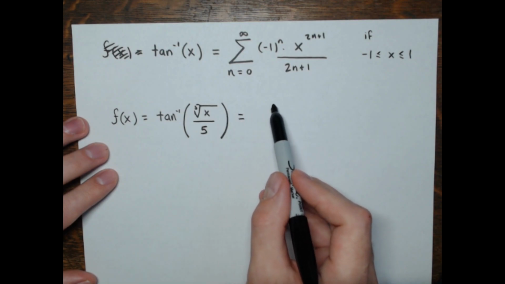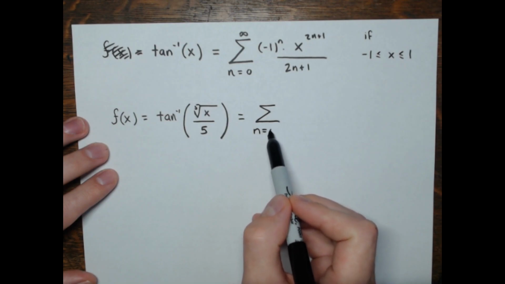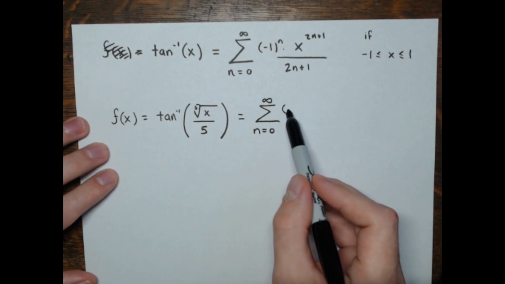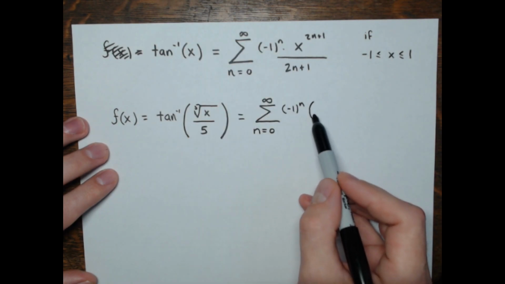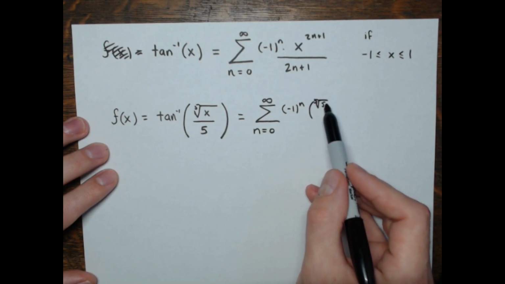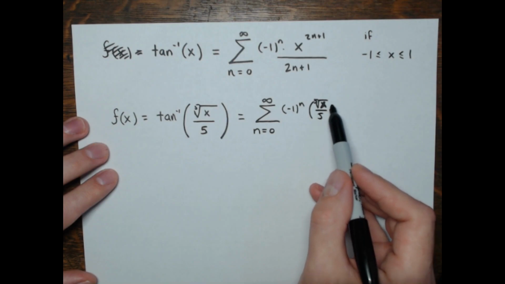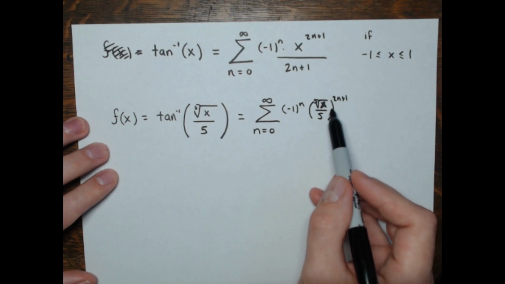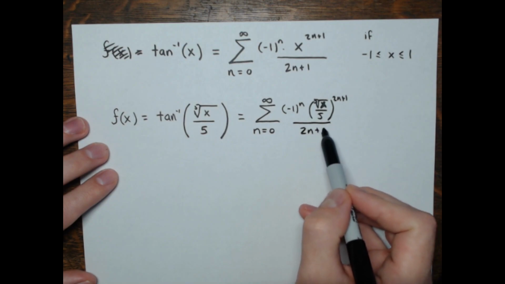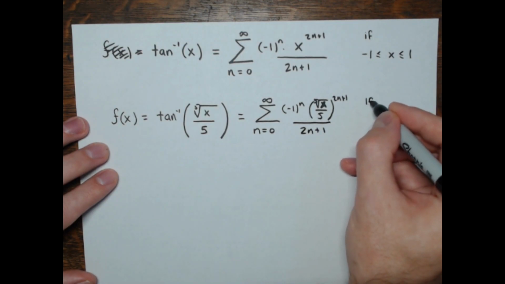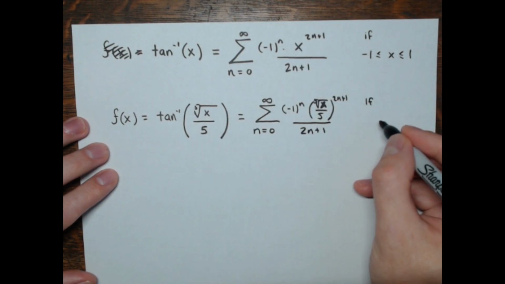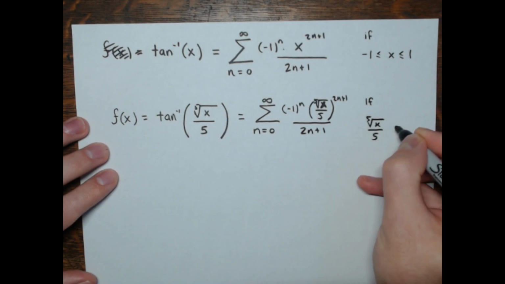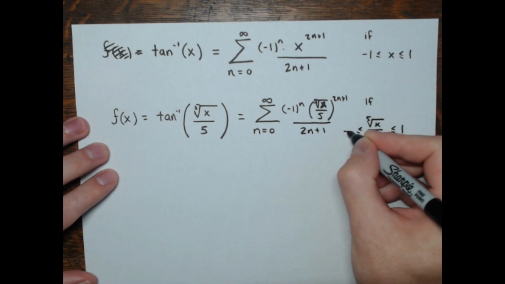Well, this should be equal to the sum from n equals 0 to infinity of (-1)^n, and then I'm replacing x with this 5th root of x divided by 5, to the 2n plus 1 power, divided by that odd number. But only when this value replacing x here is between -1 and 1 inclusive. So only when the 5th root of x divided by 5 is less than or equal to 1, and at the same time greater than or equal to -1.